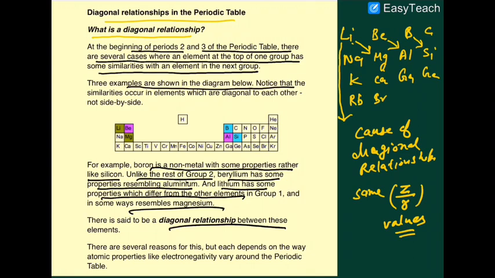Okay, lithium has the same value as that of magnesium. It means both lithium and magnesium have the same ability to affect a given anion or a given atom. Similarly, beryllium and aluminium will have the same ability to attract the electron cloud of the other atom. Similarly, boron and silicon will have the same ability to attract the electron cloud of the other atom.